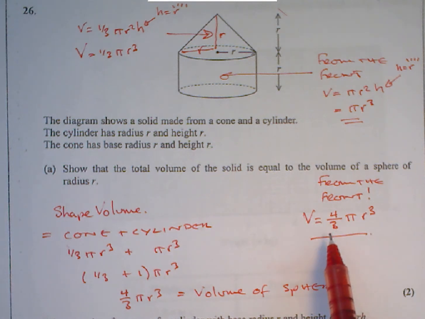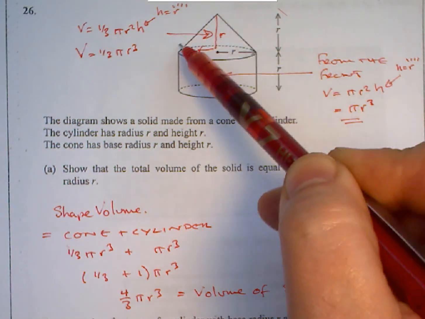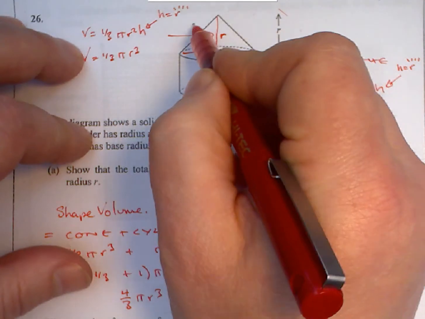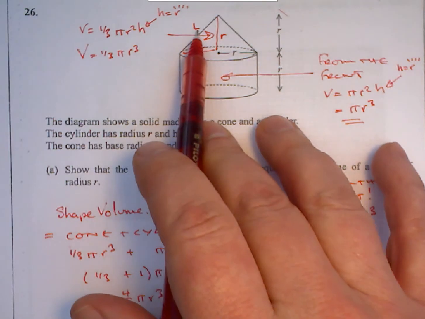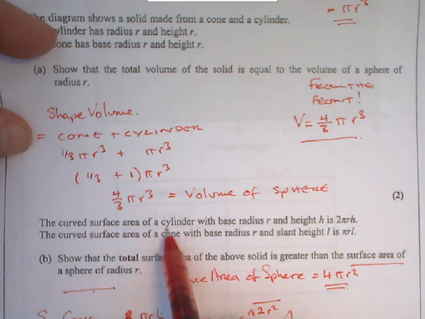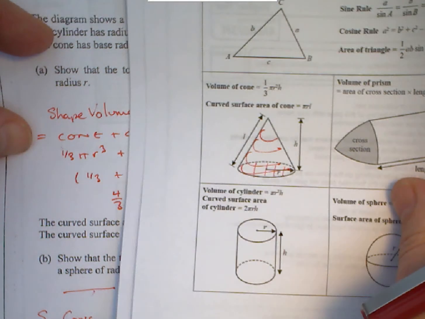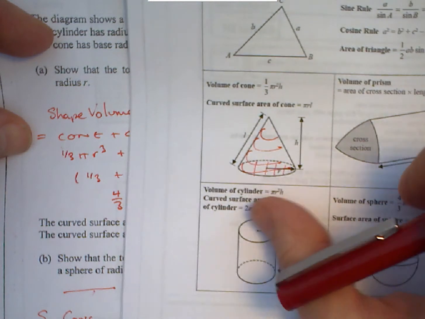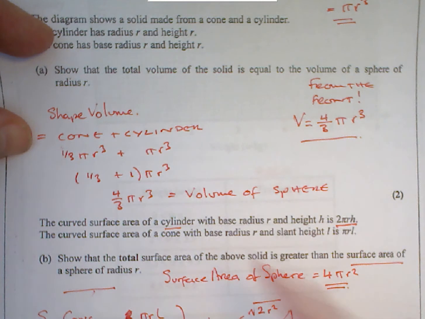Now the next bit is a bit tricky, and the tricky bit of it is that we don't know what this slant is. We don't know what this slant is, L. And for this next bit, we're going to have to figure out what L is. They do tell us in this question that the curved surface area of the cylinder has formula 2 pi r h, but you are also given that here in the booklet, and they do the same for the cone, and you'll probably recognize that from last time.